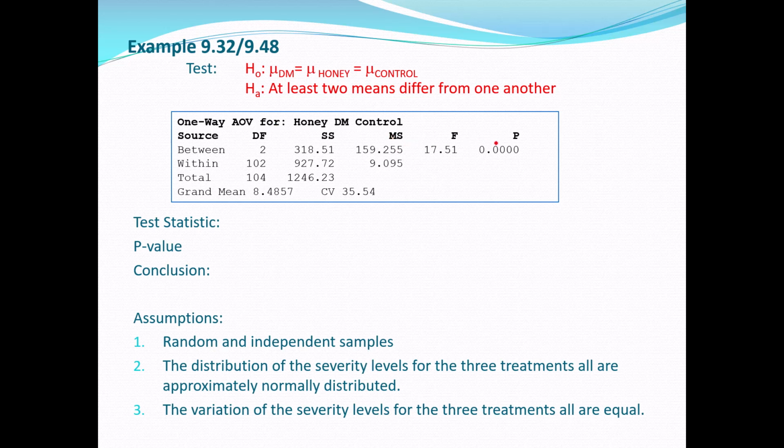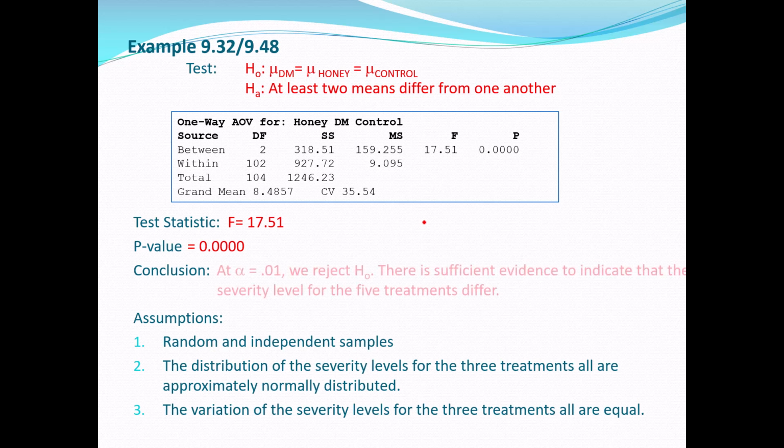The Excel has a critical value for the F, but we don't use it. We're going to use the test statistic. Well, the test statistic is 17.51. The p-value is 0.0000. Really, any alpha you choose, you're going to reject H naught here. At alpha equal 0.01, we reject. P is low. We reject the null.